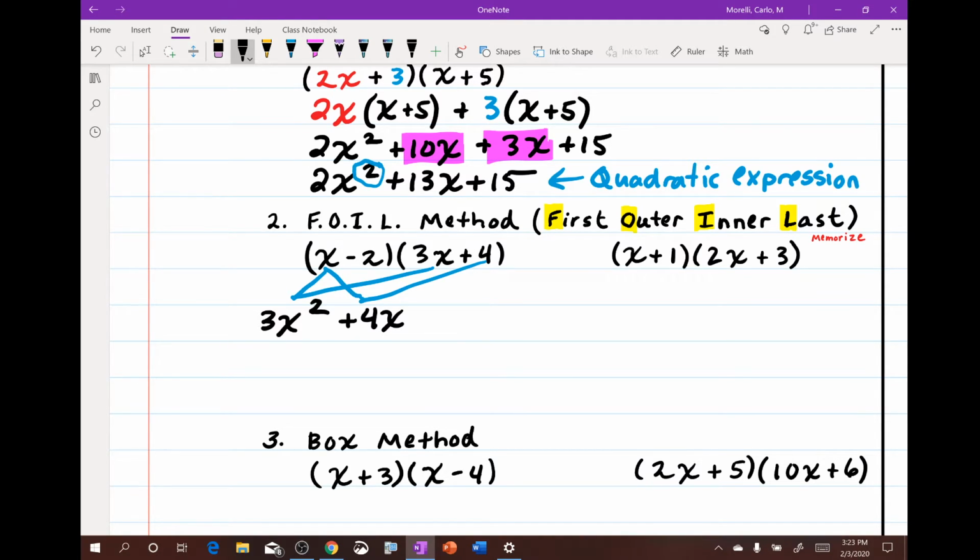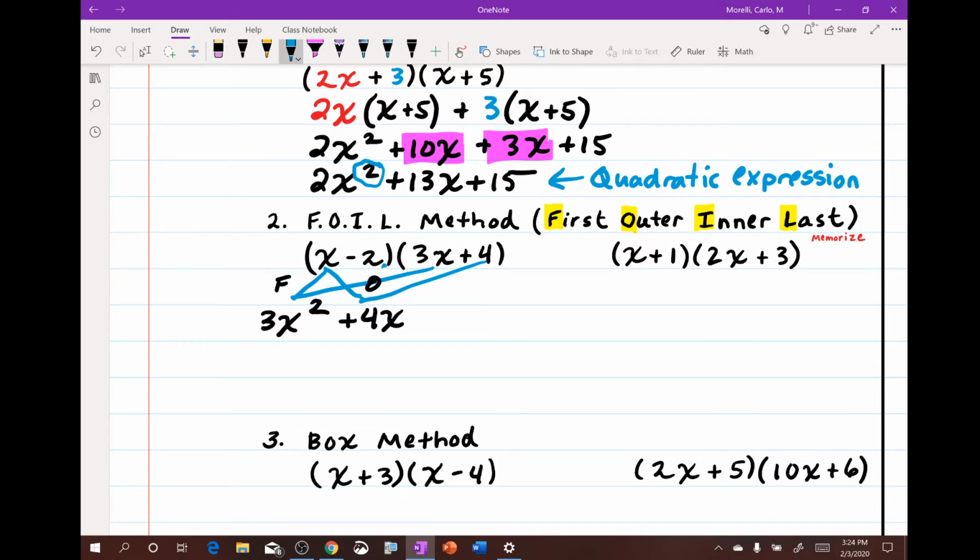Let's make sure that I'm not blowing past you guys. So this is the first: x times 3x, the first terms of both binomials multiplied together. x times 3x is 3x squared. Now this is outer. That's x times 4, and you have to put the sign. So x times 4 is 4x, so we write plus 4x.